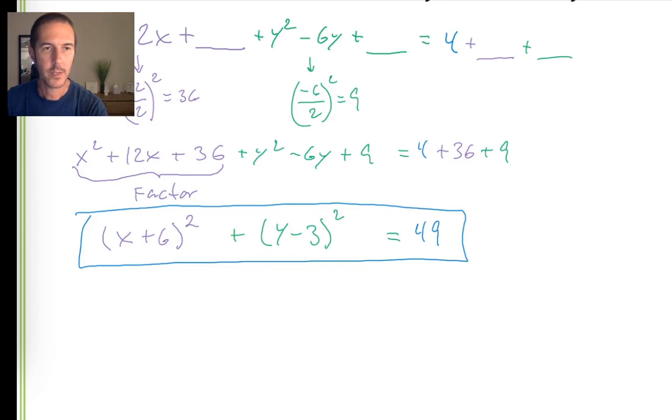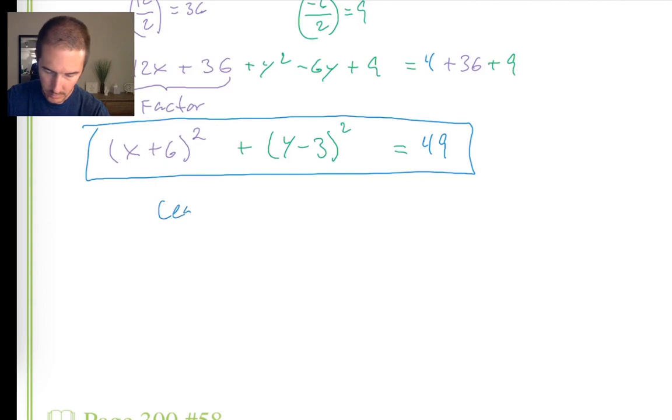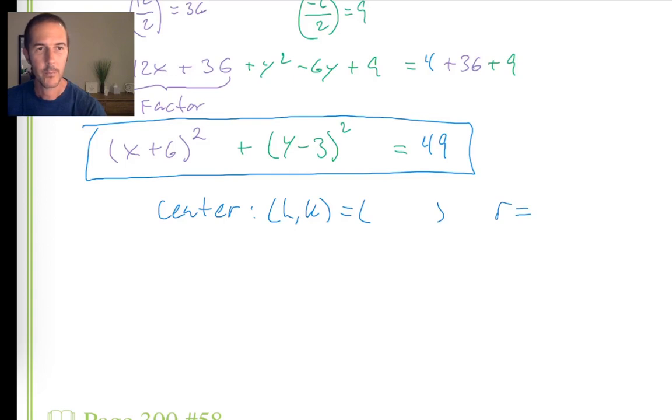I'll give you 15 seconds to, it's not even going to give you 15 seconds. Write down the coordinates of the center of this circle and write down the radius of this circle. Okay, you ready? The answer is, what is h comma k? It equals negative 6 comma positive 3 with a radius of 7.